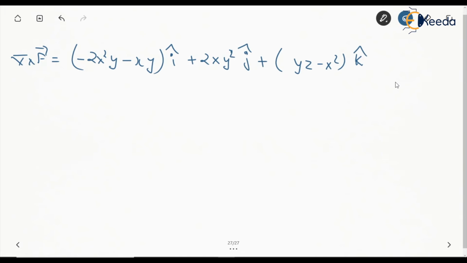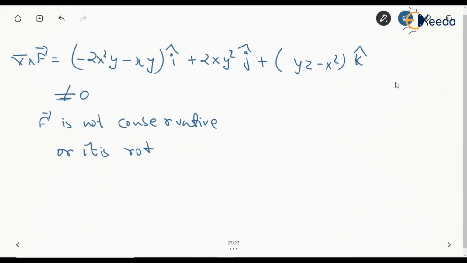And obviously we can see this is non-zero. So we can see this curl is non-zero. So the field is not conservative. Or we can also say it is rotational, if they're asking like that, right?